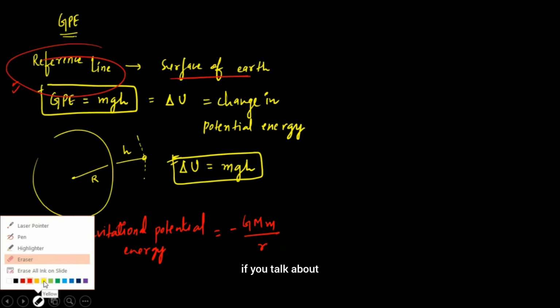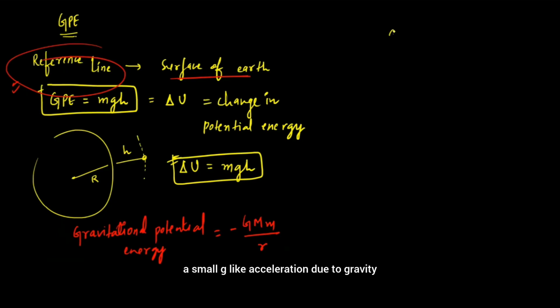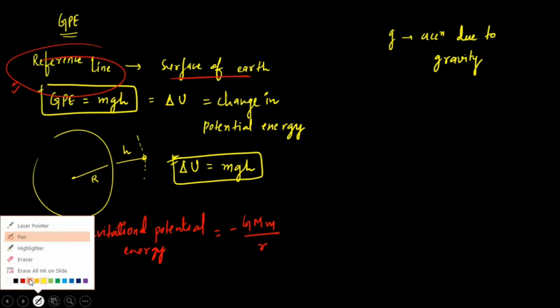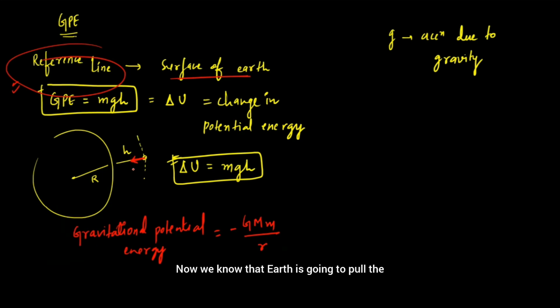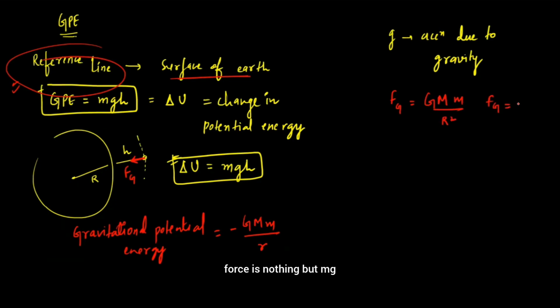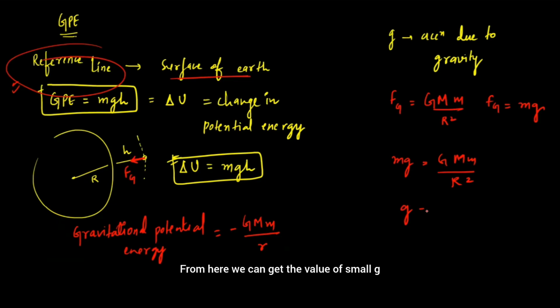Apart from this, if we talk about small g, the acceleration due to gravity, what is this small g going to be? Now, we know that Earth pulls the object towards itself with some gravitational force, Fg. This gravitational force can be written as G M m over r square. We also know gravitational force is nothing but mg. If you substitute both relations, we get mg equals G M m over r square. From here, we get the value of small g, which is G M over r square.